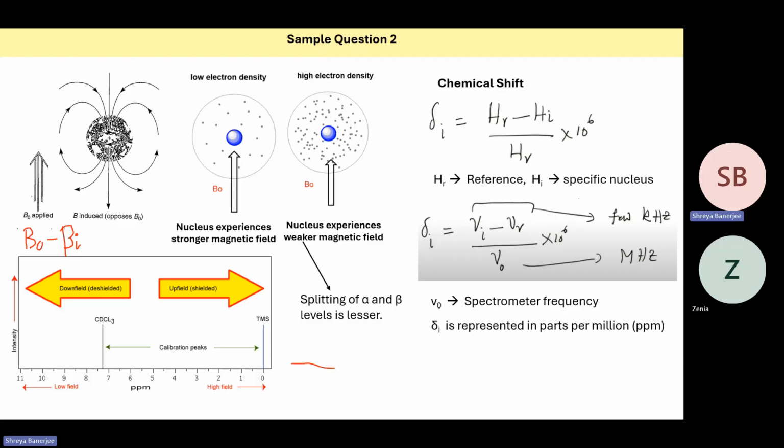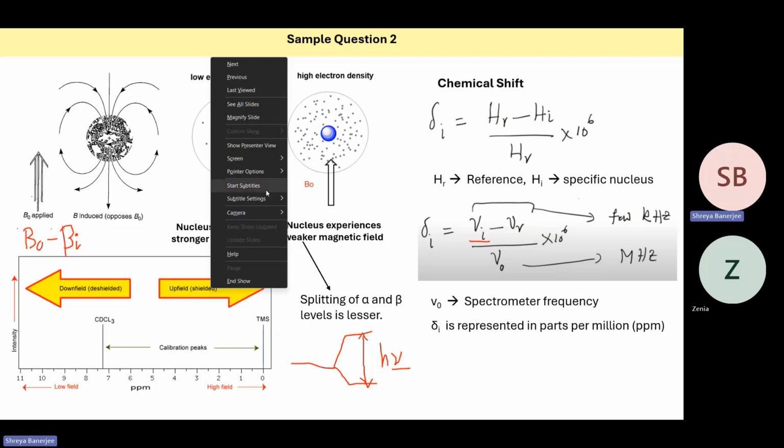So we know that in the presence of a magnetic field, it splits into two energy levels. And the difference between the energy levels you can write as h nu. So this nu is what we are observing here. When there is a weak magnetic field, the splitting will be lowered. So nu will be less. So in a weak magnetic field, if nu is less, that means delta is less. So it is in less values of delta, that is, it is upfield shifted, or it is called shielded.